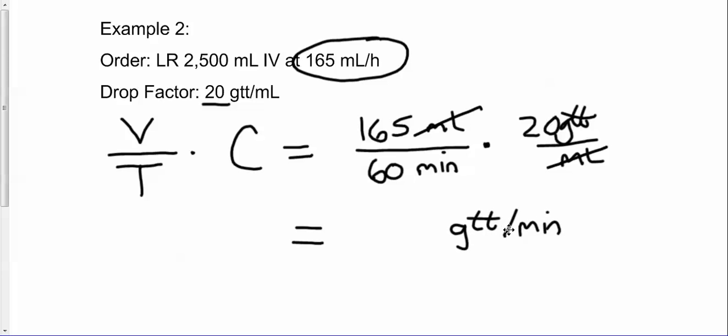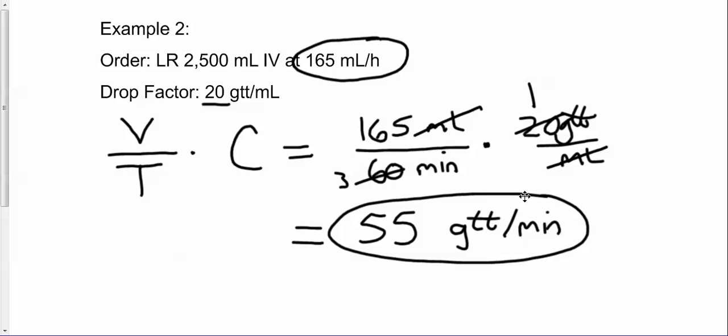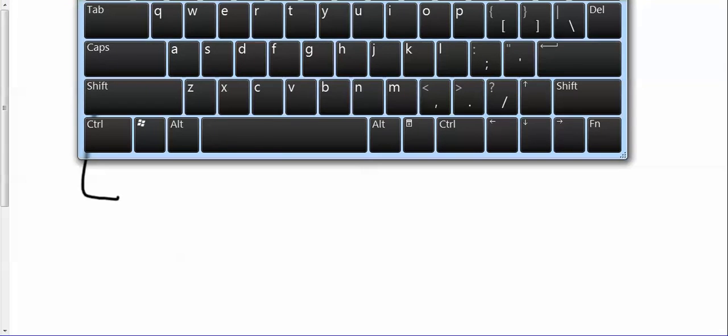The units in your answer will be in drops per minute. And you could reduce it. If you don't have a calculator, you could reduce it by hand first. 20 goes into 20 once, 20 goes into 60 3 times, and your answer is 165 over 3, which I believe will give us 55 drops per minute. And that would be the drip rate. So again, what we did, when it's given to you in milliliters per hour, that is your V divided by T.